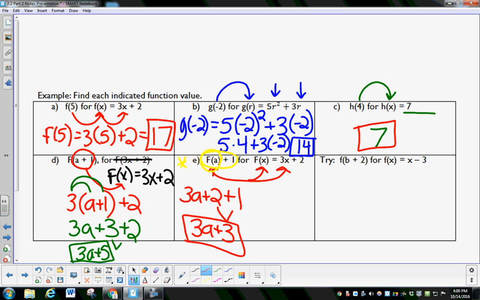So you only change the x in the function, or whatever's in the parentheses, and then anything outside you add on or subtract or multiply at the end. So I want you guys to try that last one. Go ahead and pause and try that last one.